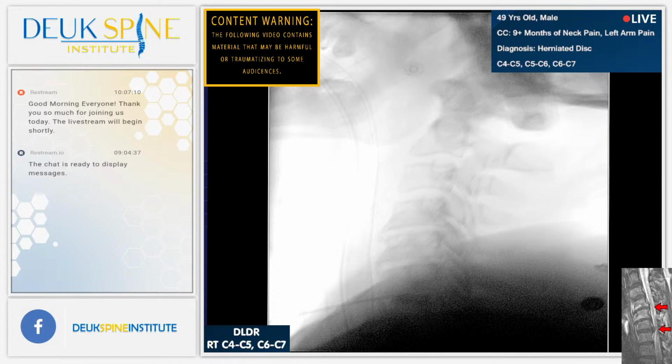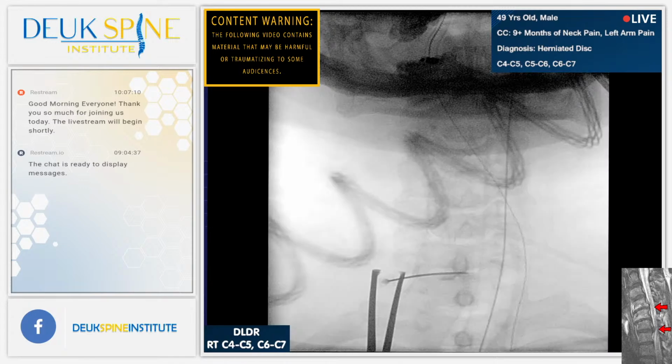Give me an AP. You don't have to pull the shoulder. So we're going to use a lateral view and an anterior posterior view to confirm that we are actually in the right place and that the dye has spread properly. And you're going to see an annular tear. Well, typically you would. Show them the annular tear in the back of the disc.